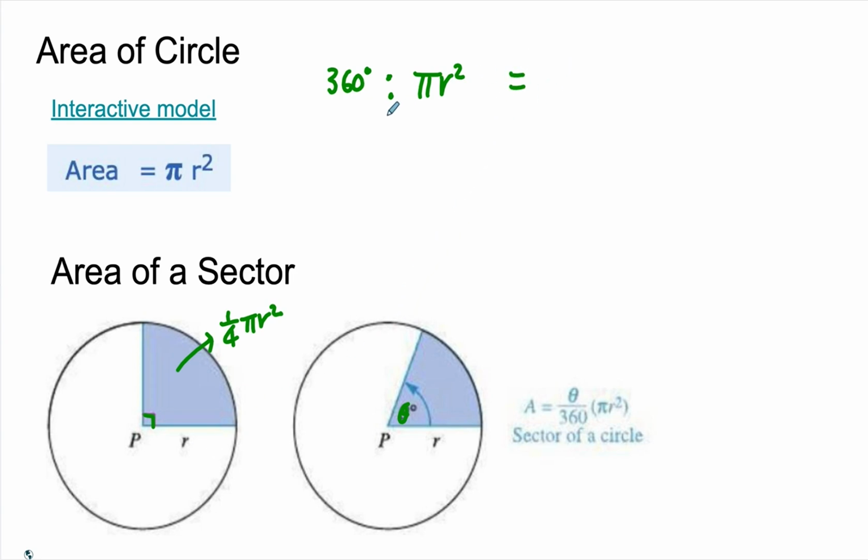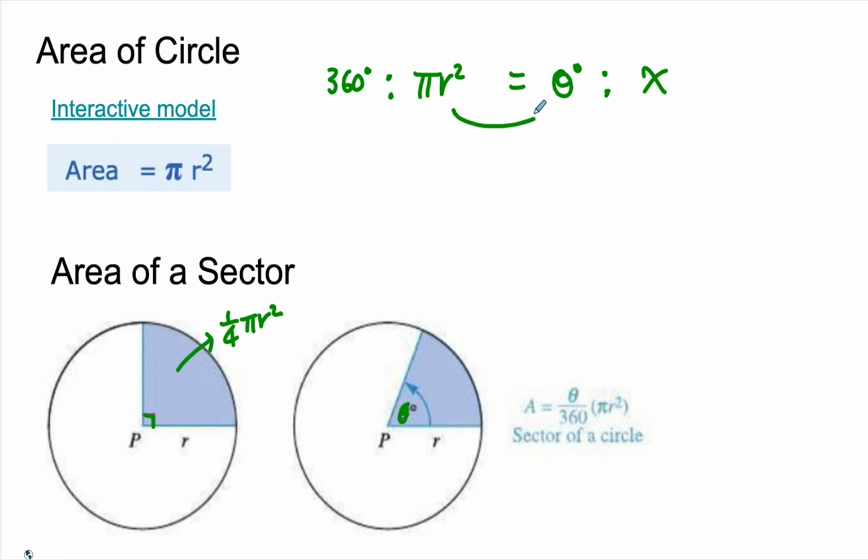And the proportion for different angles, not 360 degrees. What if we are given a theta angle? So you start with the angle first. Then what is the area? This is the area of a 360-degree circle. Then what is the sector's area when a theta angle is given to you?